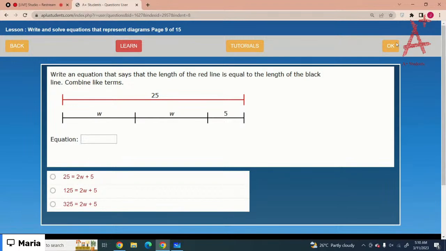Write an equation that says the length of the red line is equal to the length of the black line, combine the like terms. So which is the correct option? The correct option is option number 1. 25 equals 2w plus 5 is the correct option. Got it?